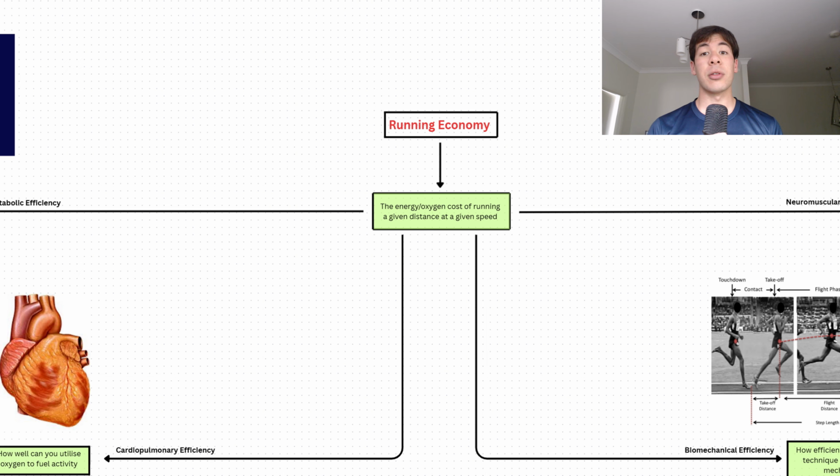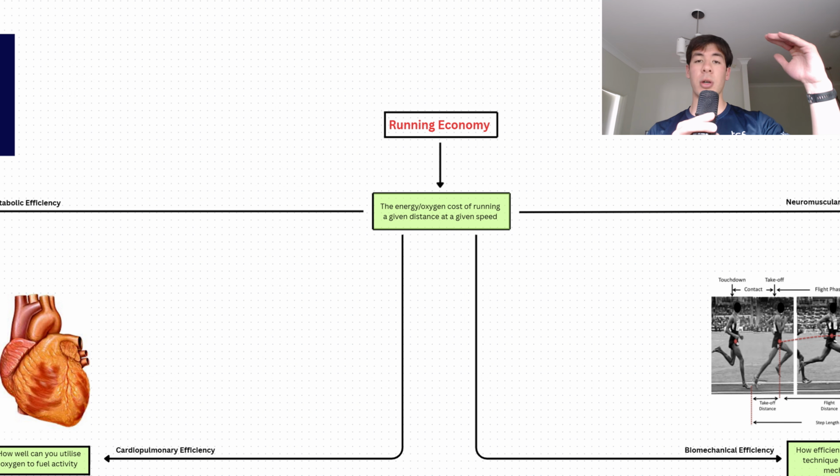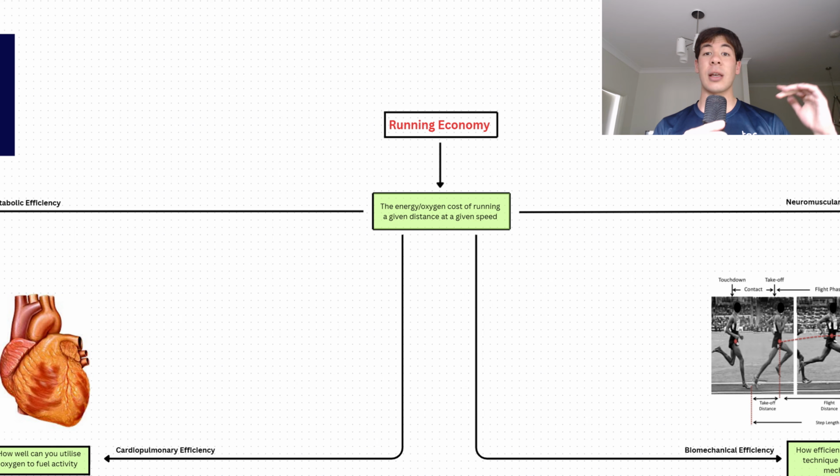kilometer. Now, the runner with the better running economy is going to have a lower oxygen cost associated with running that same distance at that same pace, compared to the runner with the worse running economy. He's going to have a higher oxygen cost associated with running the same distance at the same pace. So what you want is obviously better running economy, because you're going to have a lower oxygen cost when you're running a set distance at a set pace.